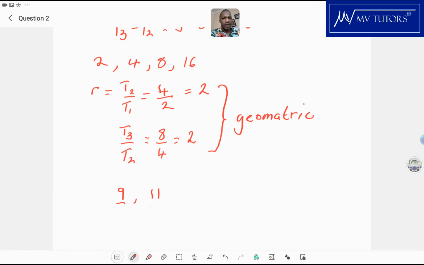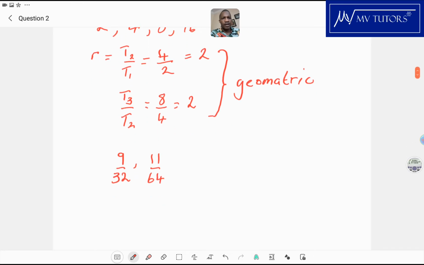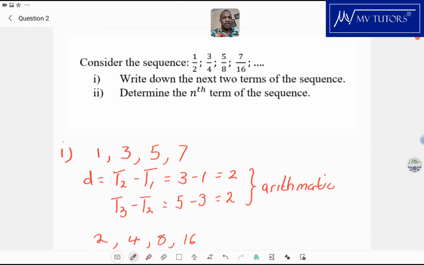Now at the bottom, we don't add the ratio, we multiply it. So the next one is 16 times 2, which is 32. And then 32 times 2, the next one will be 64. So these are our next two terms. All right, so we've answered this question: write down the next two terms of the sequence.